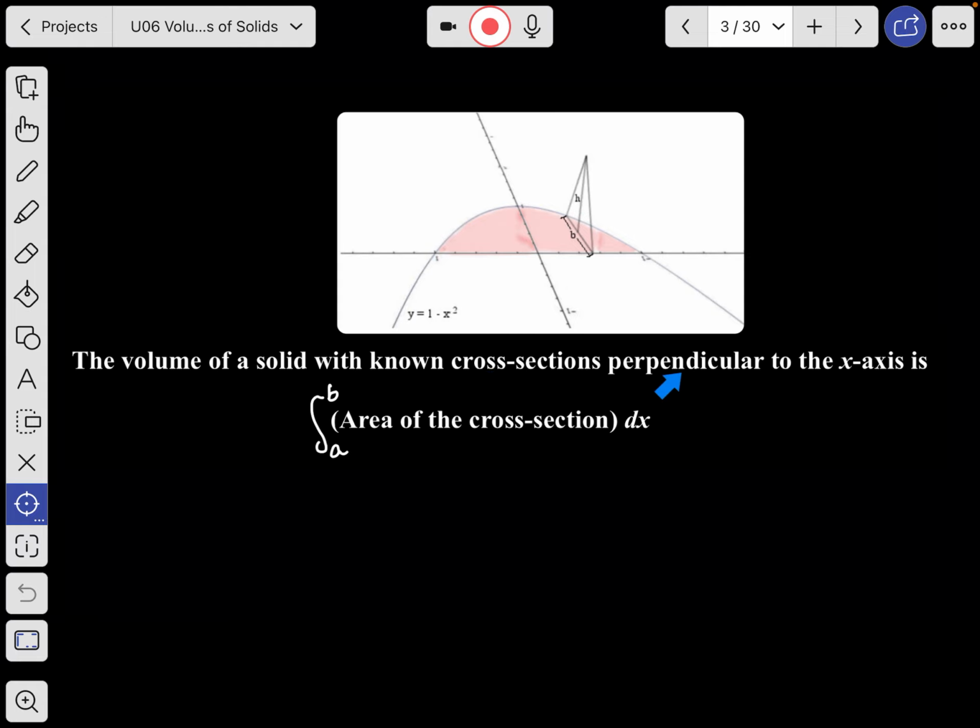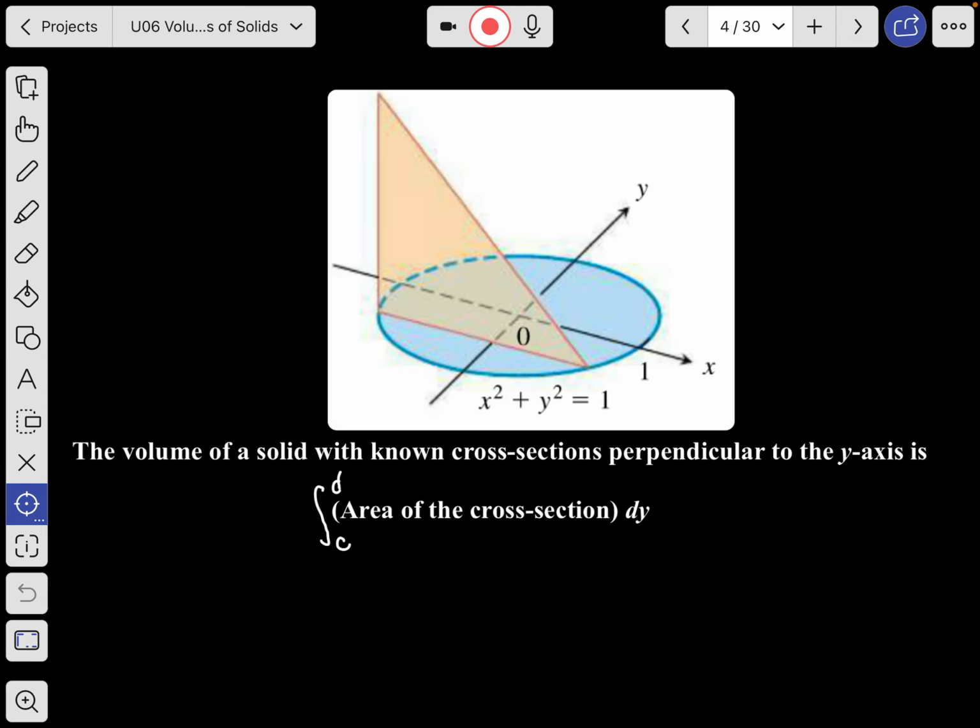So the volume of a solid with a known cross-section perpendicular to the x-axis. That means they're going to run vertically, and this will be dx. It's going to be the integral over some interval from a to b of the area of the cross-section times dx, and that'll give us the volume. And of course, we'll have the volume of a solid with known cross-sections perpendicular to the y-axis, and that's going to be the integral from some interval c to d of the area of the cross-section dy.